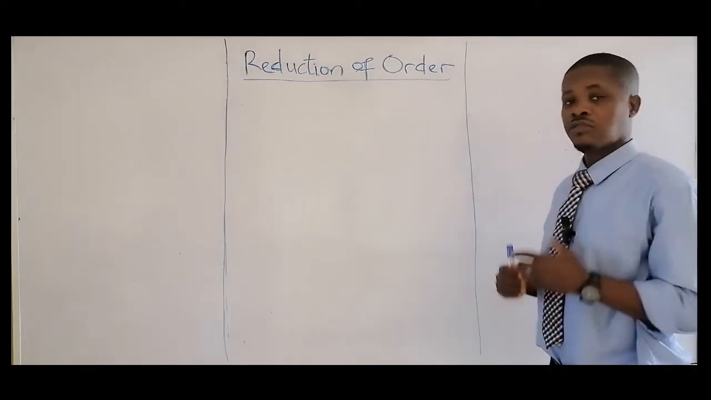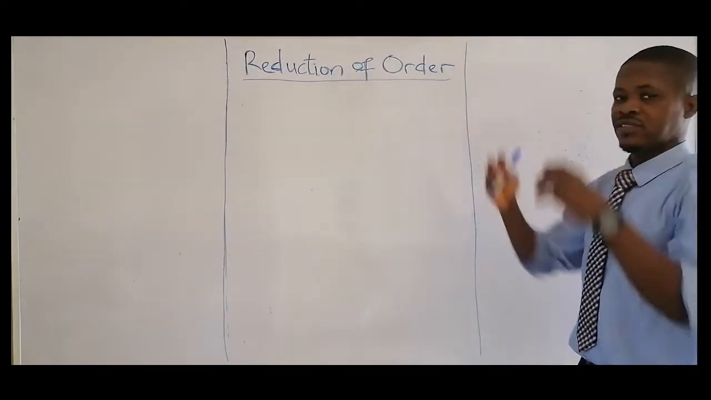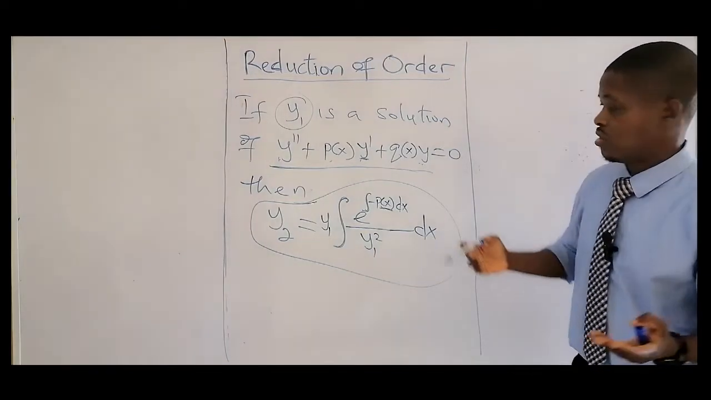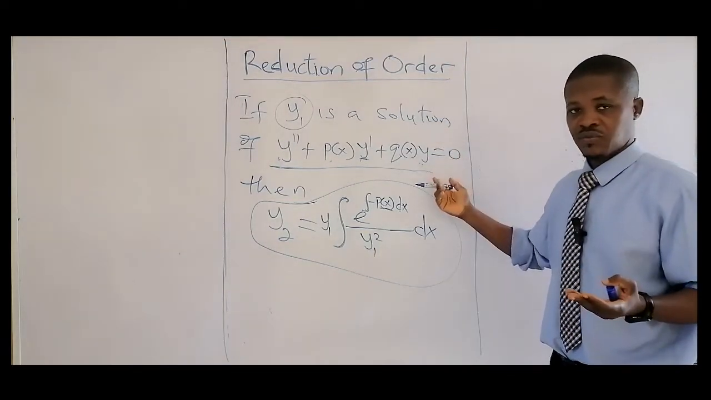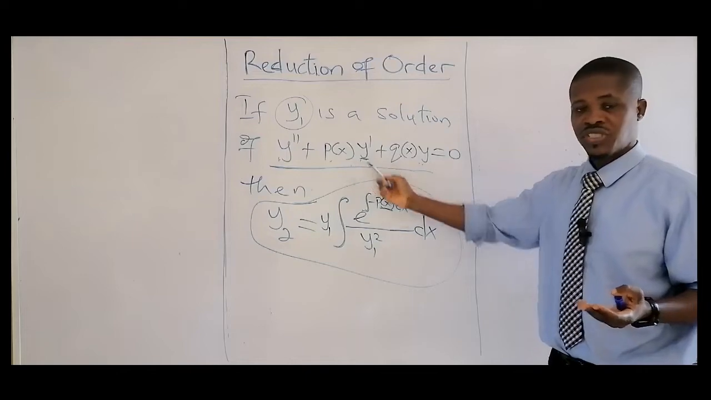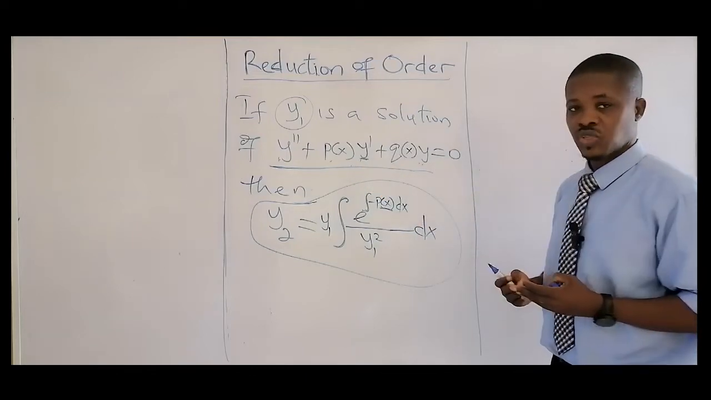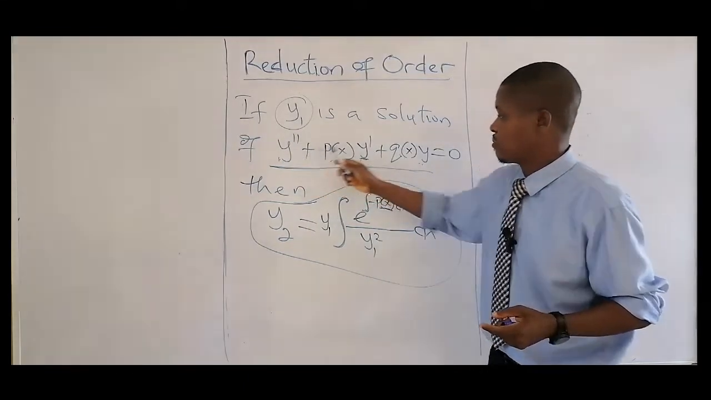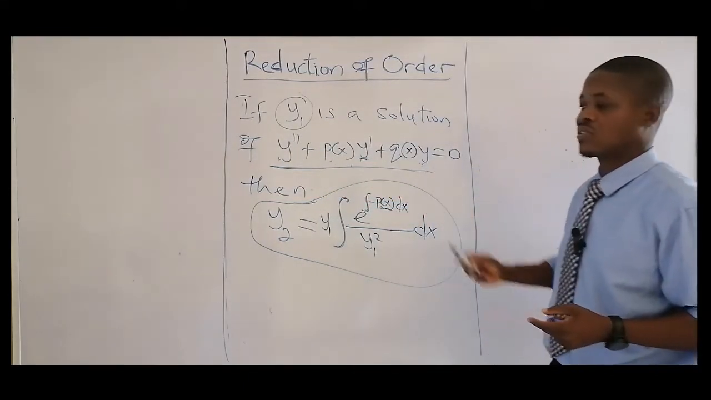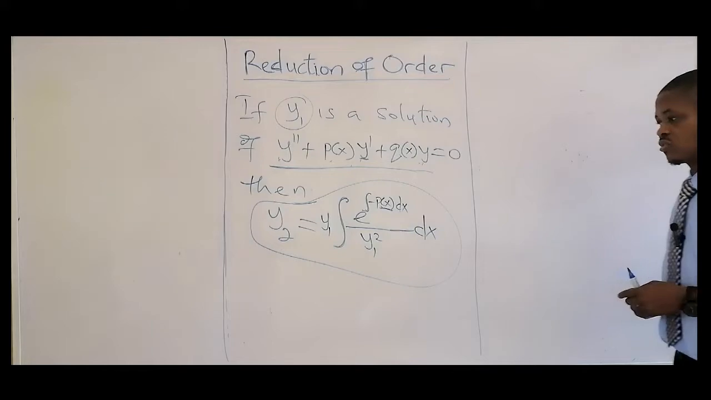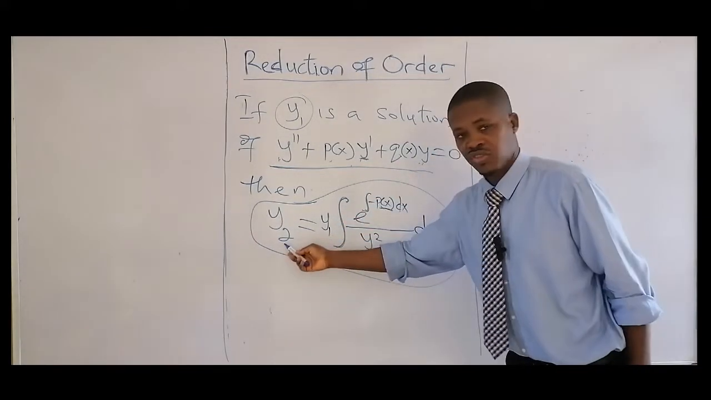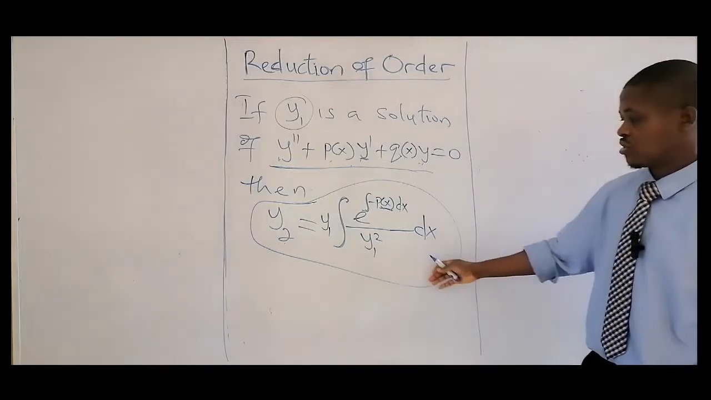The reduction of order method is used when you are given one of the solutions of a differential equation of this form, a second order differential equation: second derivative, first derivative, and then the constants. And this equation is homogeneous. So once you are given one of the solutions, you can get the second solution using this method.